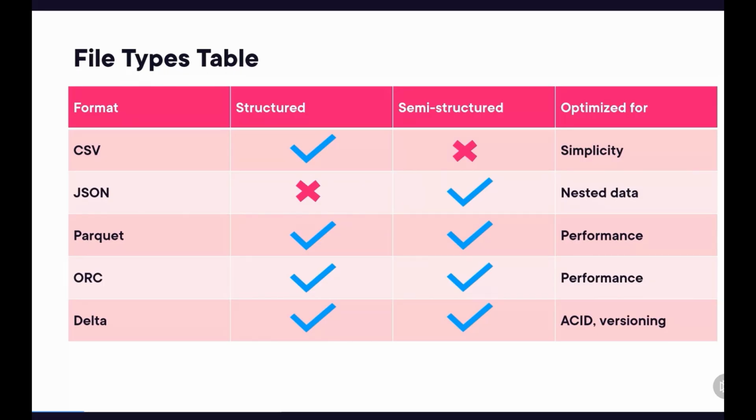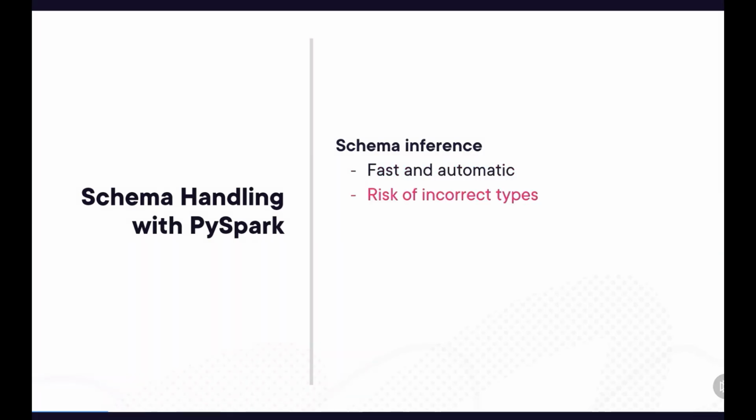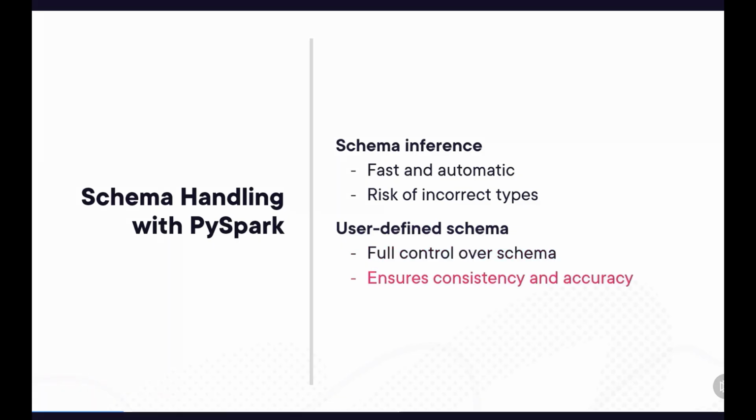We're also going to go into handling schema with PySpark. You have the option to go with schema inference, where it's a fast and automatic approach. However, it does come with some risks where you run into the risk of having incorrect data types. You also have the user-defined schema, which gives you full control over your schema and also ensures that you have consistency and accuracy across your data. So let's go into our Databricks environment and see what this looks like.